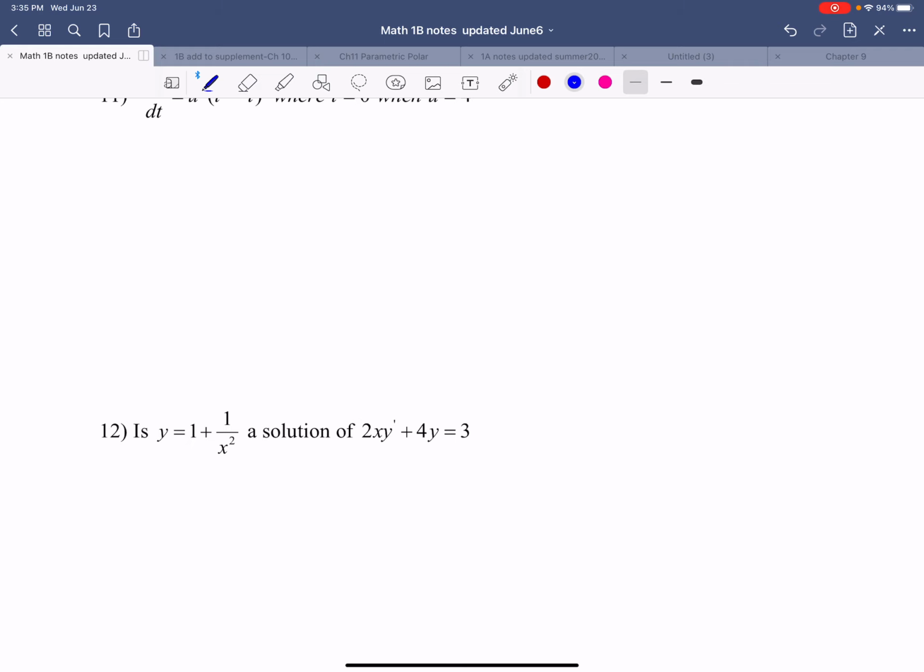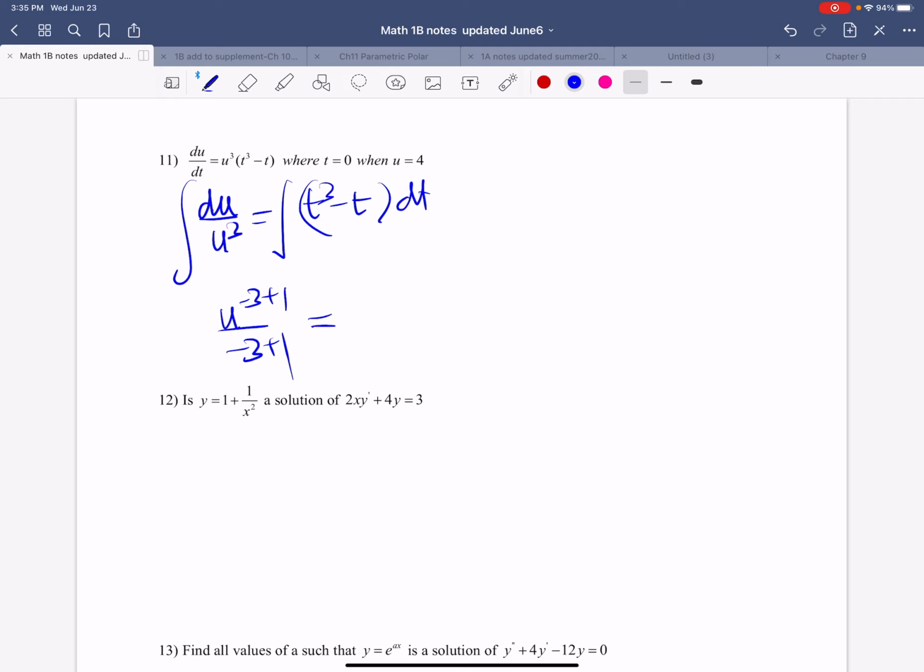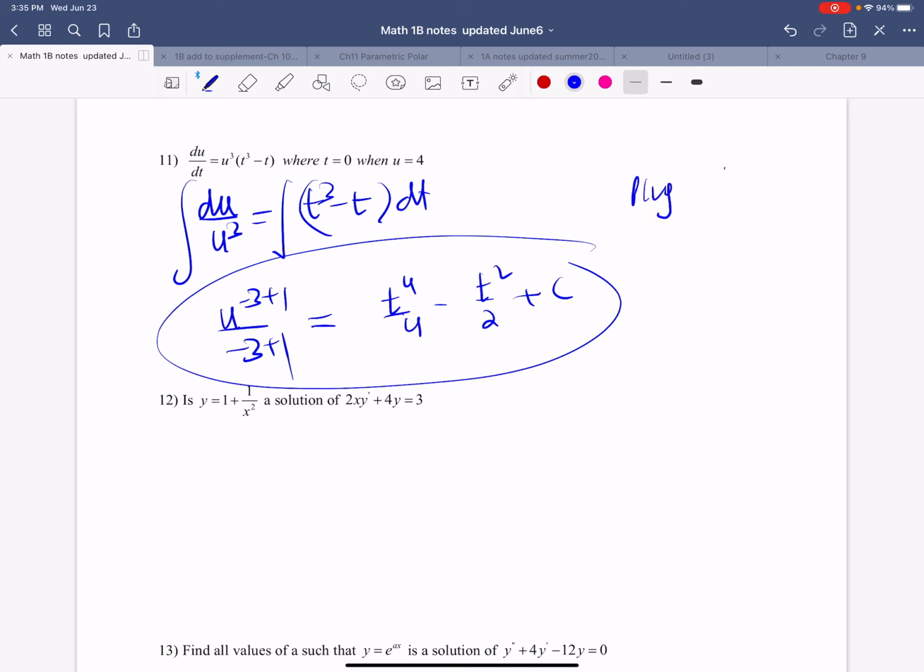We have several more examples. The next one, again, is a differential equation, but my independent variable here is t and the dependent variable is u. I'm not going to complete it at this point. We can integrate, and this is going to be u to the power negative 3 plus 1 divided by negative 3 plus 1 is equal to t to the power 4 over 4 minus t squared over 2 plus c, and then plug in u as 4 when t is 0 and find out the particular solution.